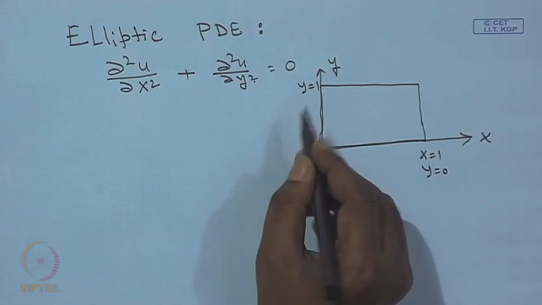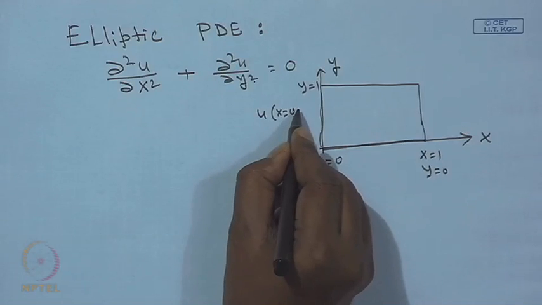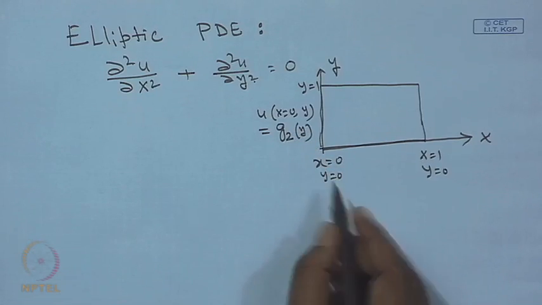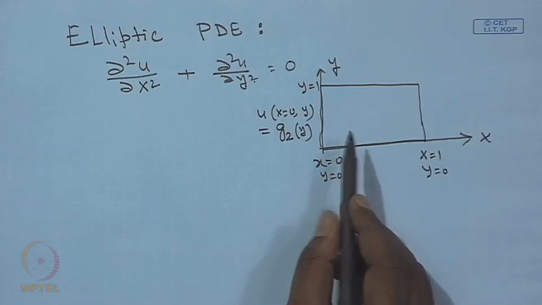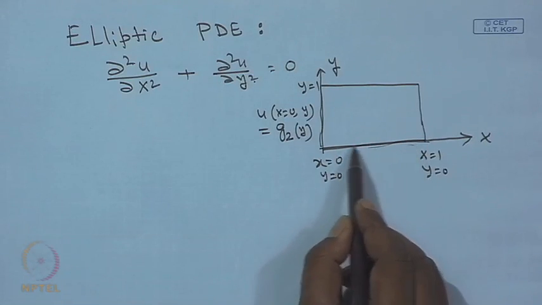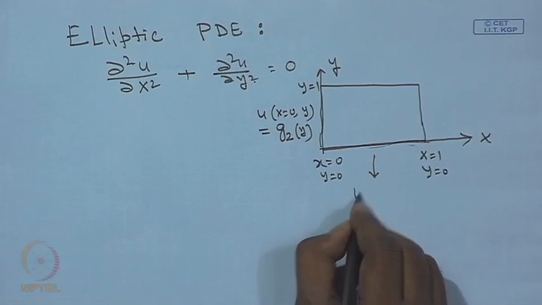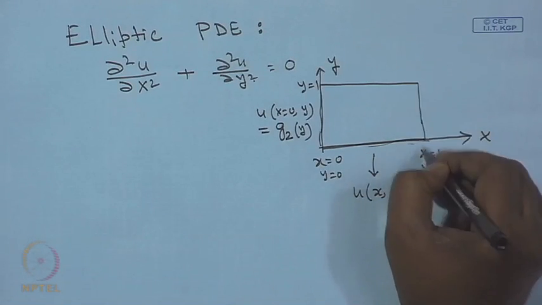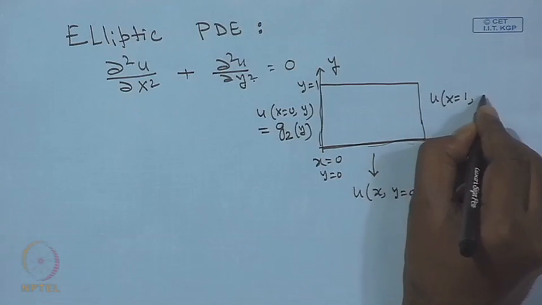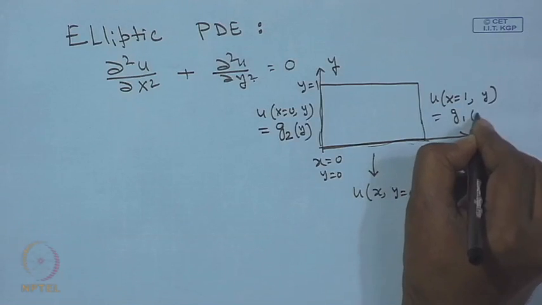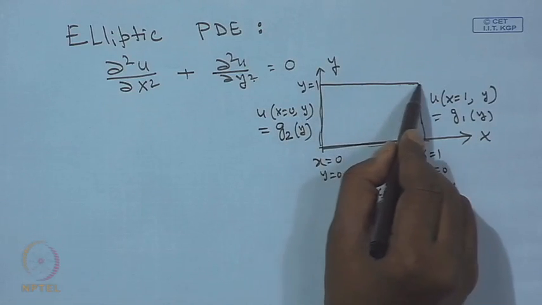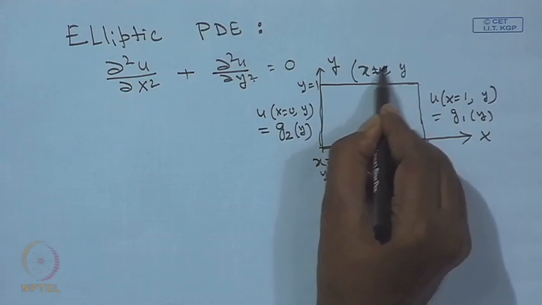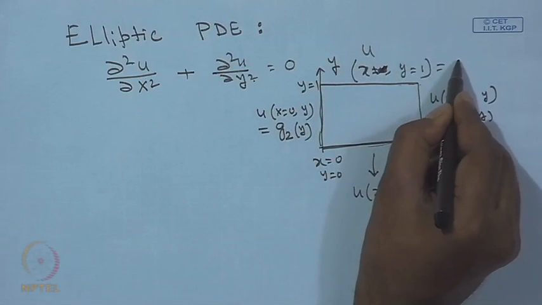And so all these four boundaries can be specified. Here u at x equal to 0, for any y, the boundary condition is g2, in general a function of y. The boundary condition on this surface at y equal to 0 is u at any x, let us say, f1. And this boundary is located at x equal to 1, so u at x equal to 1 for any y is g1 y in general, and this is located at y equal to 1, any x, where u is equal to f2 x.